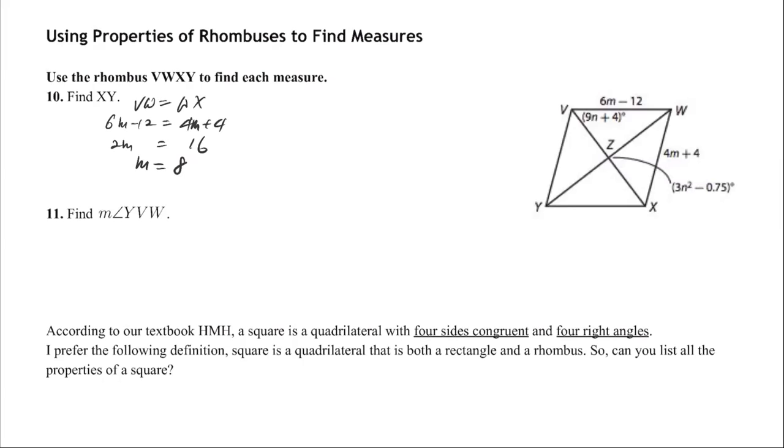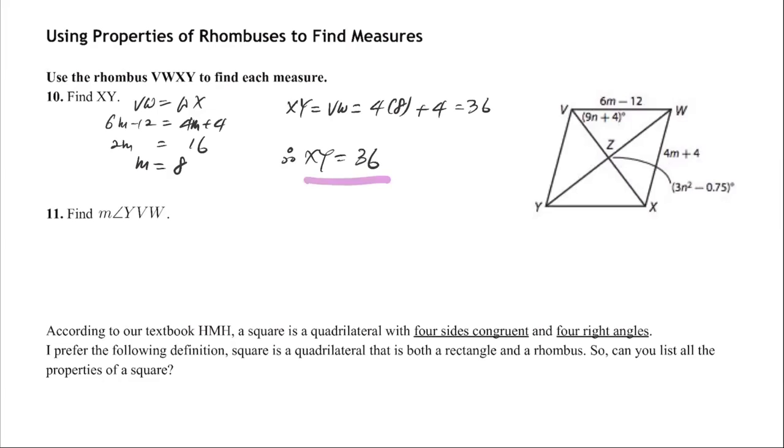But we know that xy is equal to the opposite side, or in fact, it's equal to any other side. So let's go to VW in this case. It seems like a nice number. And that's 4 times m, which is 8, plus 4. And that gives you 36, right? So therefore, I could say xy is equal to 36. There you go, guys.